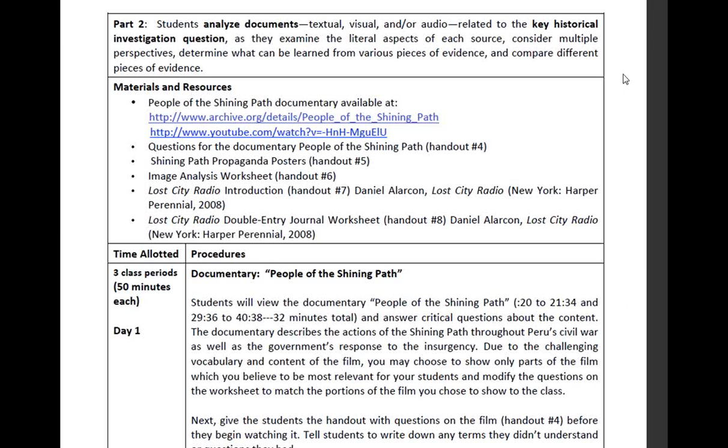Okay, then part 2 is where students really get into, in a sense, the meat of the topic. This is where students are going to look at primary source documents, analyze them, and make themselves wrestle with this historical investigation question. So there are a few different resources that the authors of this lesson have come up with.